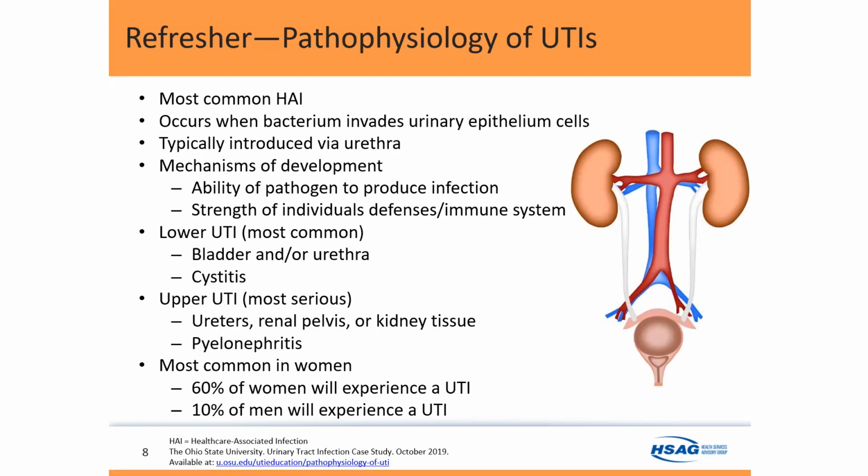So in other words, the more compromised the resident's immune system, the greater the chance they have of developing the UTI. For example, a resident who's been on steroids for a long time or recently received chemotherapy is going to put those residents at higher risk. The most common is the lower UTI, known as cystitis, and located within the bladder and/or urethra. And then we have the upper UTI, which happens to be the most serious, and this is within the ureters, the renal pelvis, or kidney tissue, and we refer to this as pyelonephritis. And as you can see, the UTI is most common in women. 60% of all women will experience a UTI at some point in their life, whereas men will be at 10%. So much more predominant in the female.